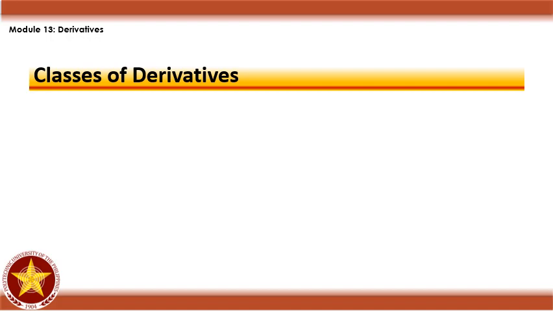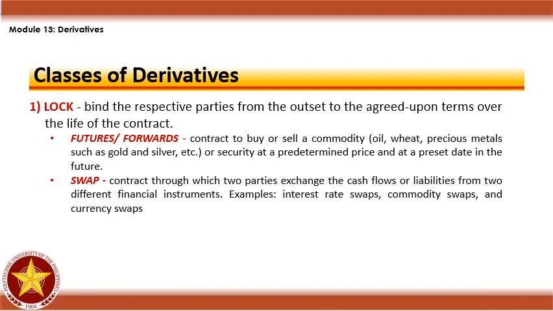For the classes of derivatives, basically there are 2. Number 1 is lock, the other one is options. Sa lock muna tayo. So, for lock, pwede siyang futures or forwards, pwede siyang swap. Pag lock kasi required, as in, sure ka na at the end of the term nung hedge relationship nyo, meron kang dapat gawin. So, kapag futures or forwards, it's a contract to buy or sell. So, after the hedge relationship, may bibilhin ka or ibebenta.